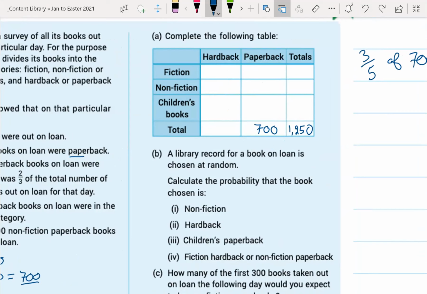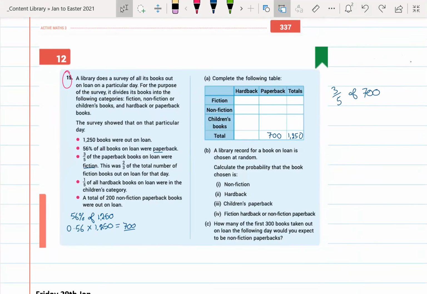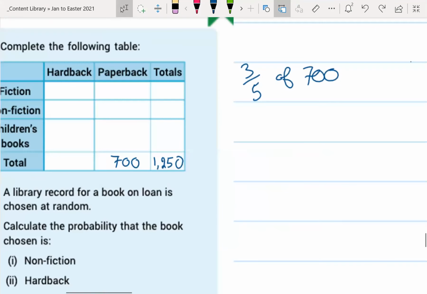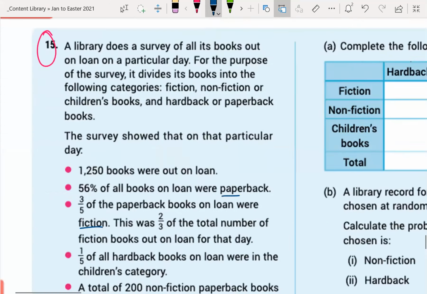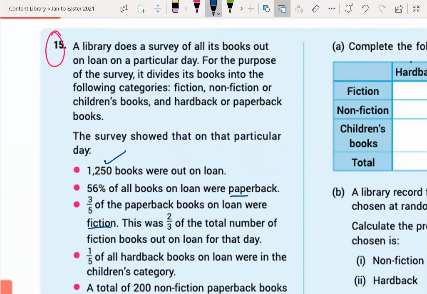3/5 of 700, and 'of' means multiply. Let's grab our calculator and work that one out. 3/5 multiplied by 700 gives 420. So 420 were paperback and fiction. Okay, perfect. So we've that one done, we've that one done.